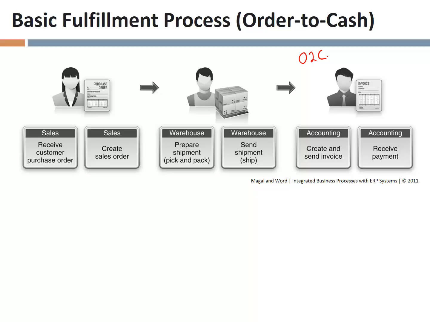We receive the customer purchase order. We create a sales order in our system for that. We prepare the shipment, which typically may involve picking and packing the items. We send the shipment on its way. We create and send an invoice, and then we receive payment.